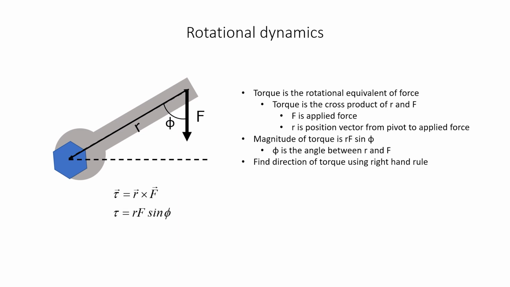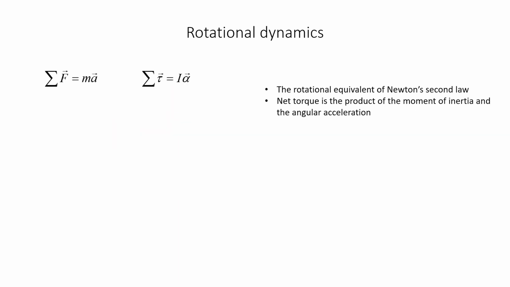You can write the magnitude of torque as Rf sine phi, where phi is the angle between R and F. You find the direction of torque using the right-hand rule. Newton's second law states that the sum of forces equals mass times acceleration. The rotational equivalent is that the sum of torque equals the moment of inertia times angular acceleration.